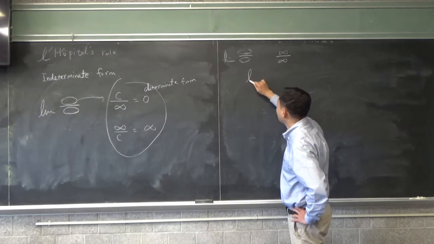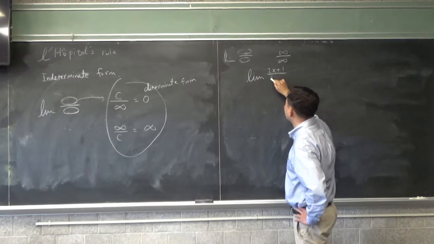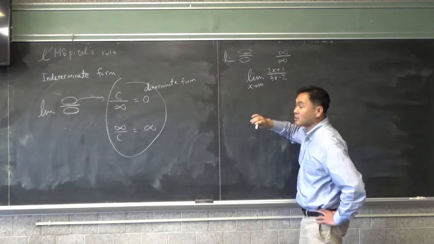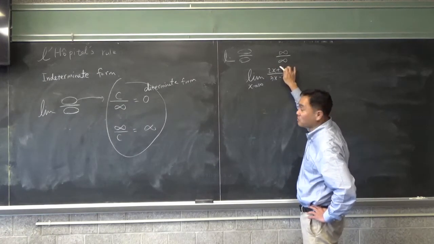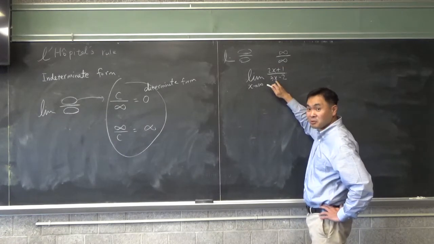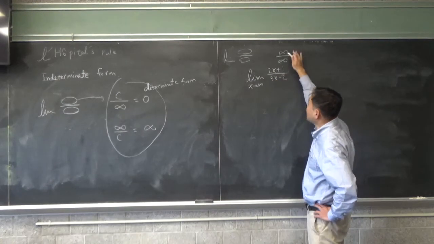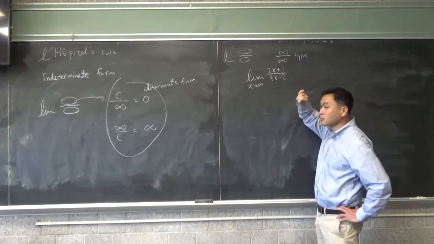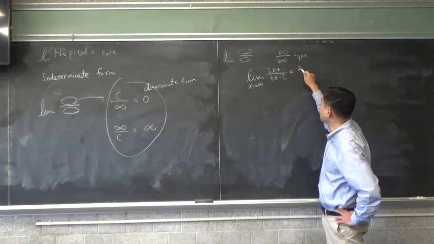So here, say the limit of (2x + 1) over (3x - 2), as x goes to infinity. Now think about this. If you plug in infinity, infinity times 2 is infinity, plus 1 is infinity. So the top goes to infinity. Same thing for the bottom: 3 times infinity is infinity. So this is indeed of infinity over infinity type. But what's the limit? It's 2 and 3, so it's 2/3.